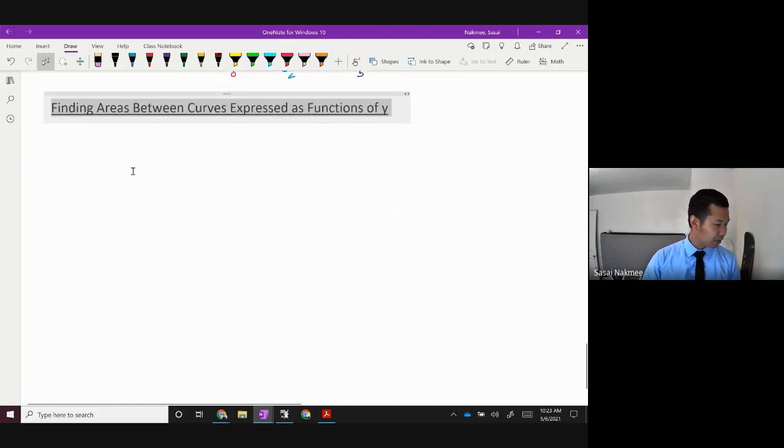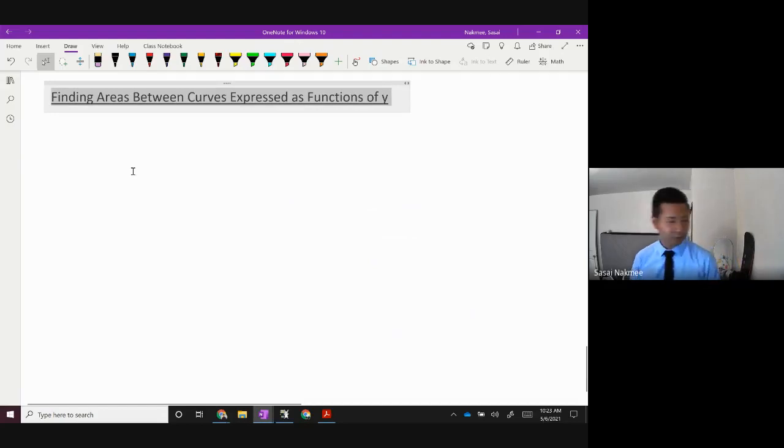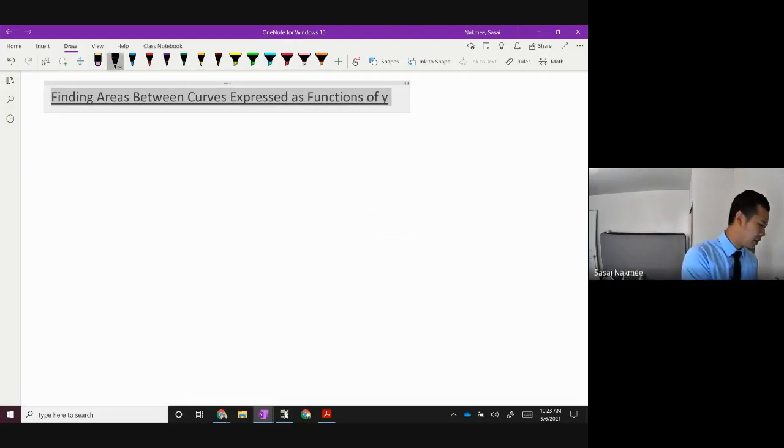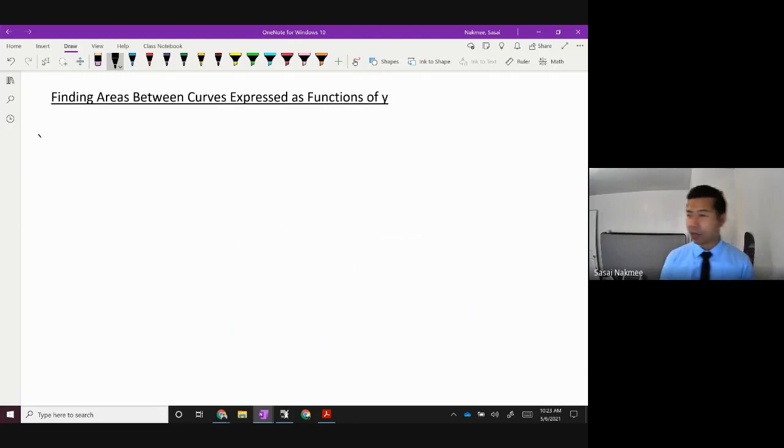All right, there we go. So what does that mean when a function is expressed in terms of y? Instead of going up and down, if it's expressed in terms of y, your functions are now horizontal. They go sideways now. And it'll look something like this.